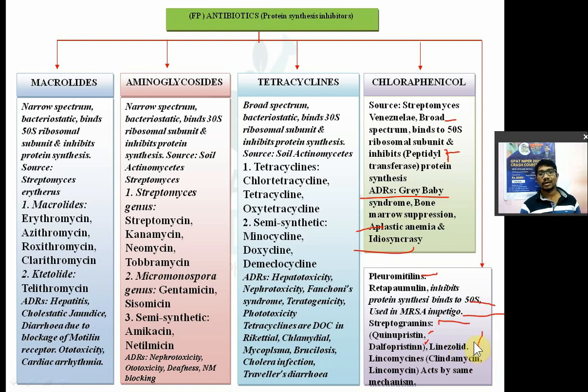Right. Now again, linezolid also inhibits protein synthesis by binding to the 50S ribosomal subunit. So if there is tetracycline resistance, linezolid is used. If other drugs are resistant, then linezolid is used. Then lincosamides. In that you have clindamycin and lincomycin.